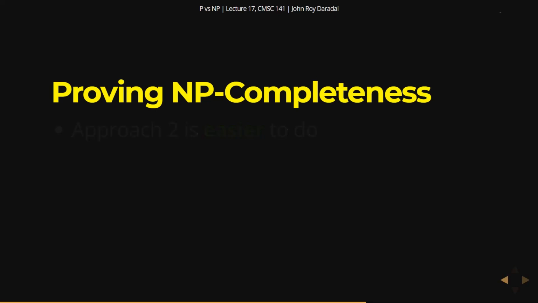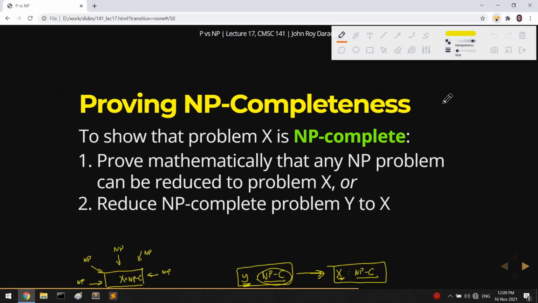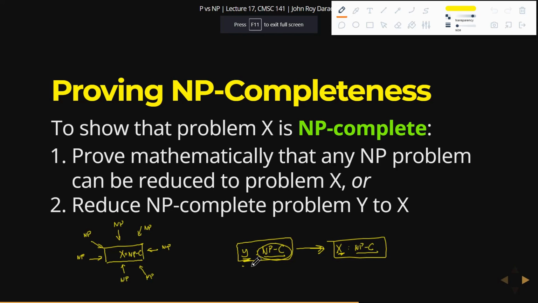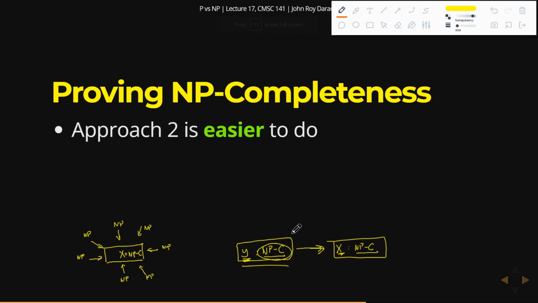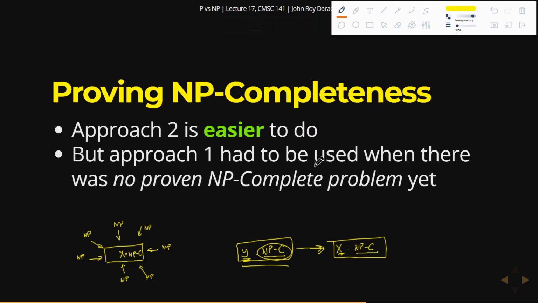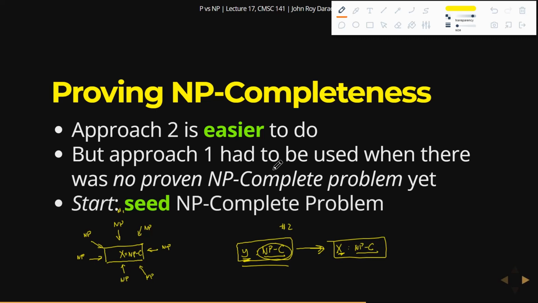Okay, so approach number 2 is easier to do, right? Because you only need to prove it for one NP-complete problem, right? But approach 1 had to be used when there was no proven NP-complete problem yet. At the start, nothing was NP-complete yet, right? So you can't use method number 2 just yet. So you had to use method number 1 to have a seed NP-complete problem. So you needed at least one NP-complete problem to be able to use method number 2.